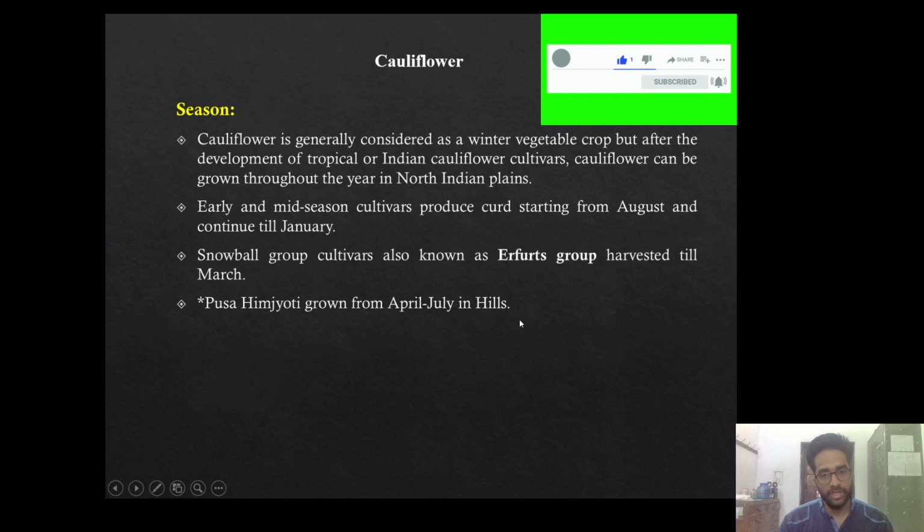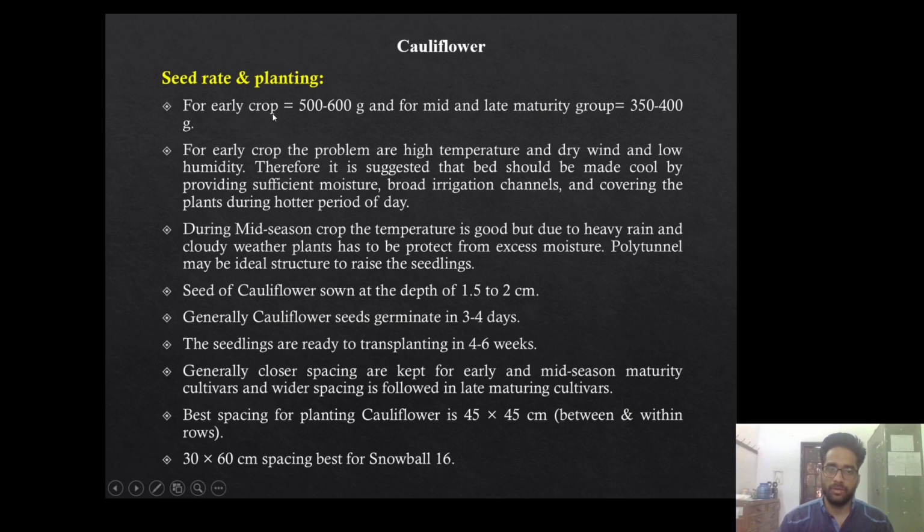Okay. Now seed rate and planting. For an early crop, the seed rate is 500 to 600 grams, and for the late maturity group, it is 350 to 400 grams per hectare. For an early crop, the problem is high temperature, dry wind and low humidity. Therefore, it is suggested that the bed should be made cool by providing sufficient moisture, broad irrigation channels, and covering the plants during the hot period of the day.